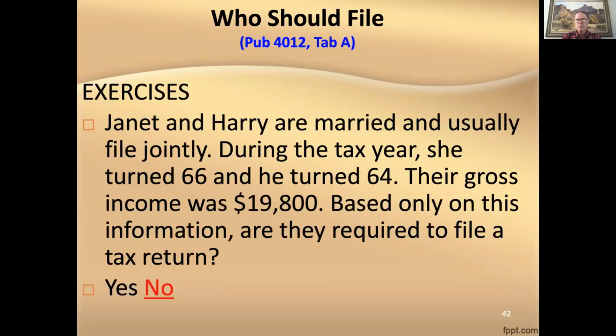No. Married filing jointly, if you took $12,550 and you multiplied it times 2, you'd have, what is it, $25,100 or $25,500? I've forgotten the number now, but your gross income would have to exceed that $25,000 figure in order to have a requirement that they file their taxes.